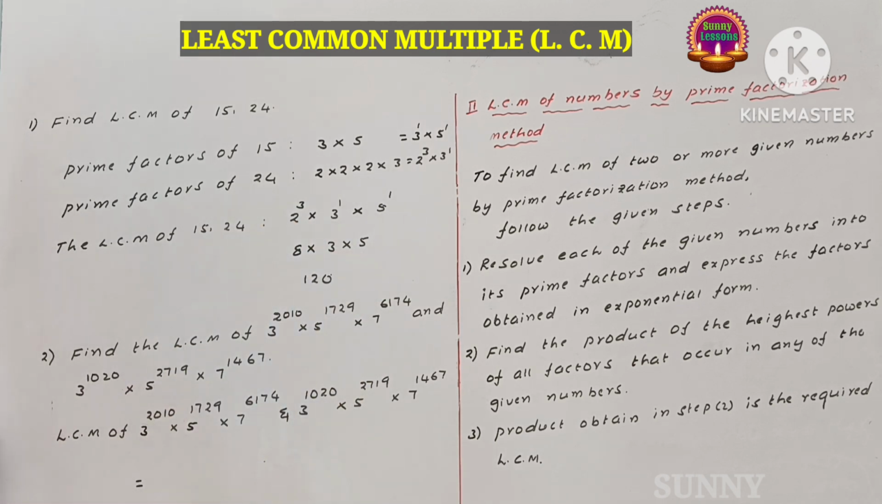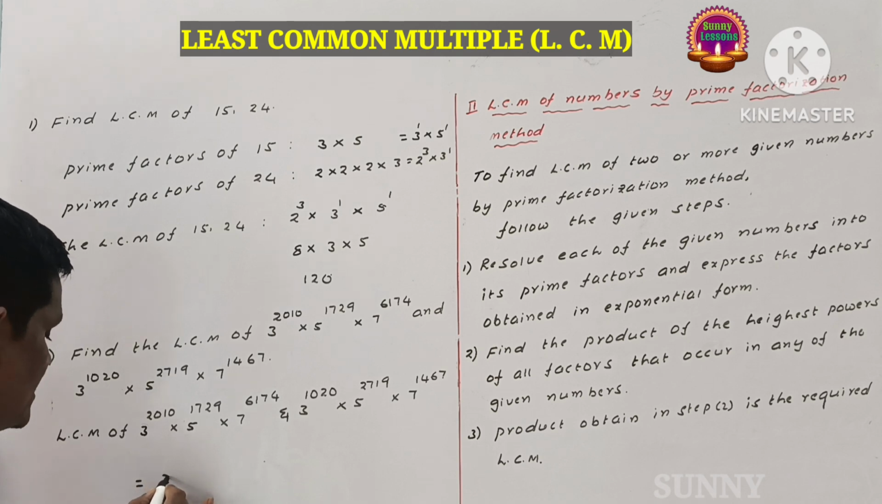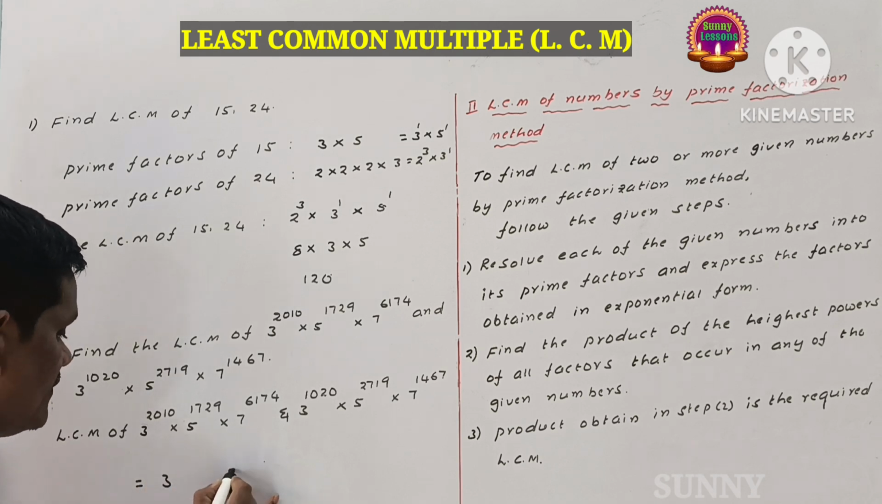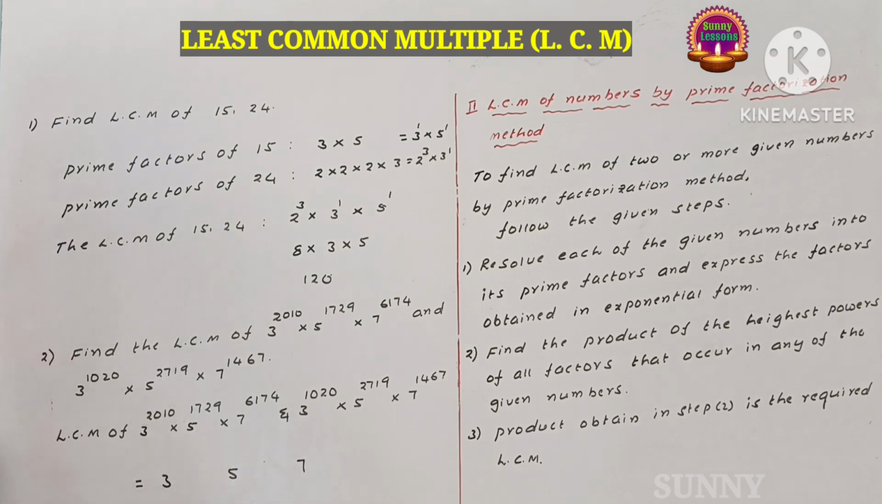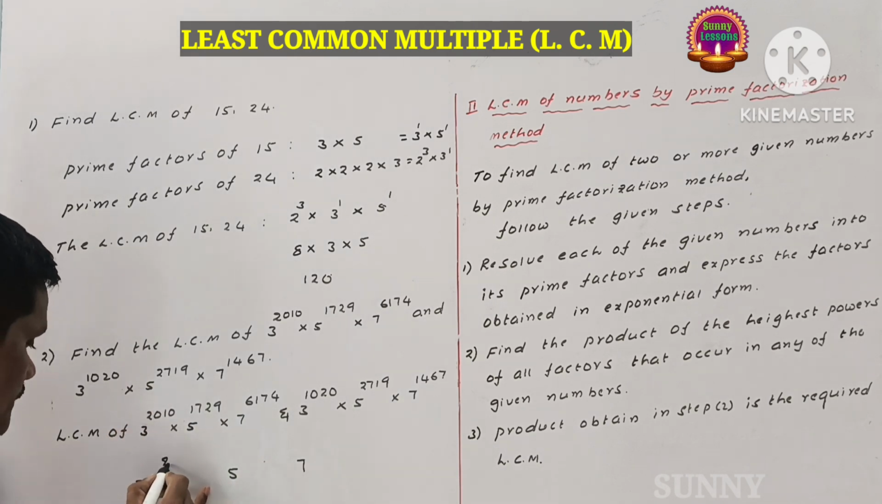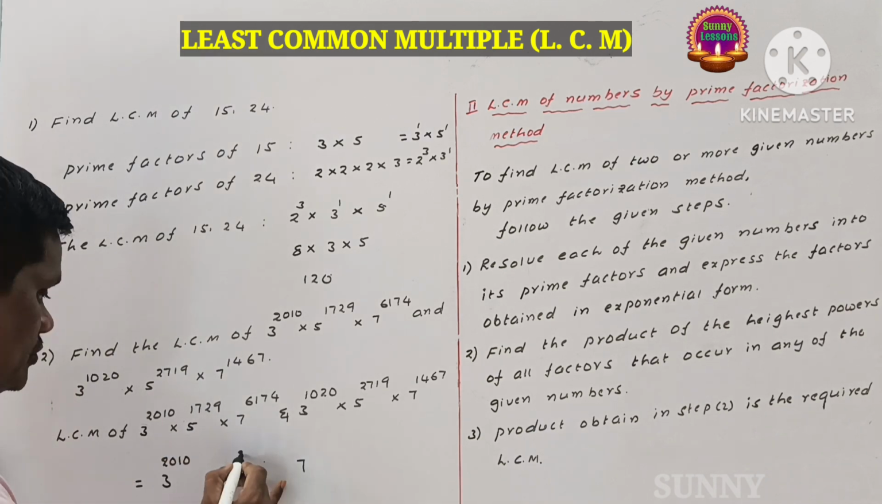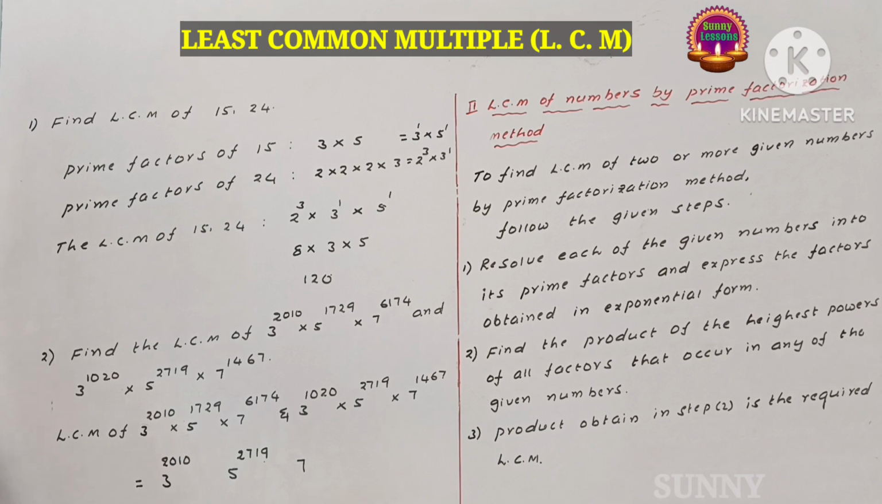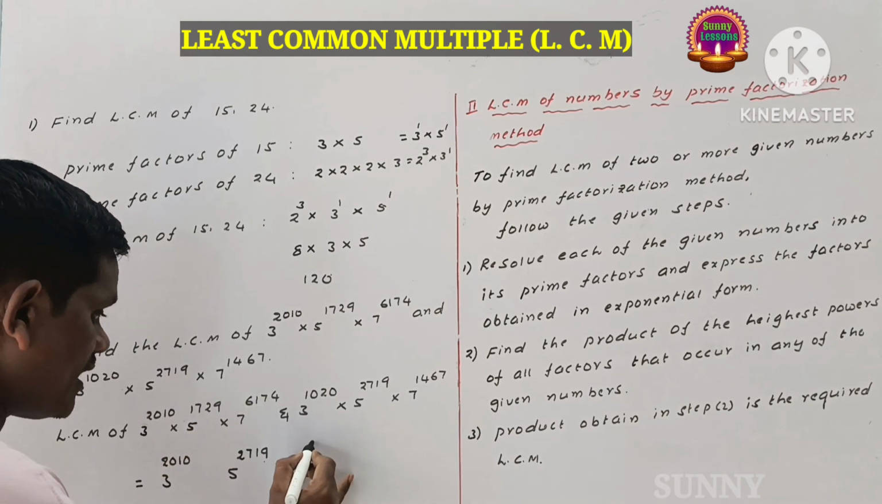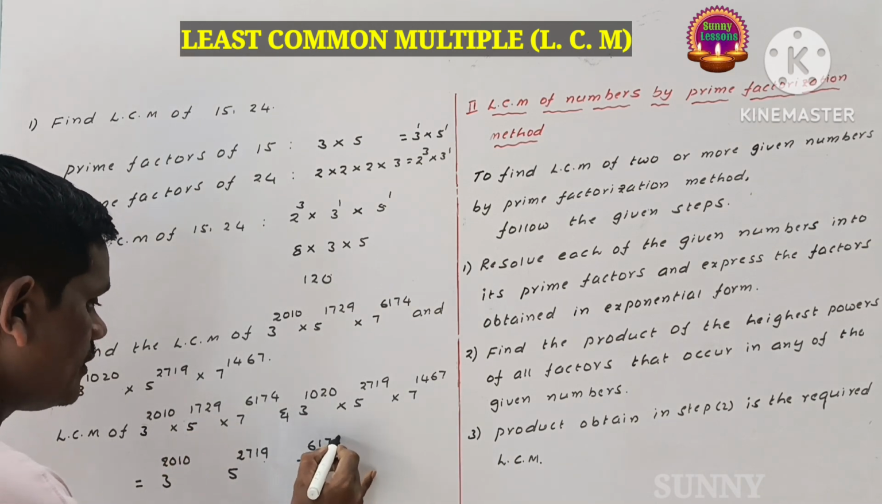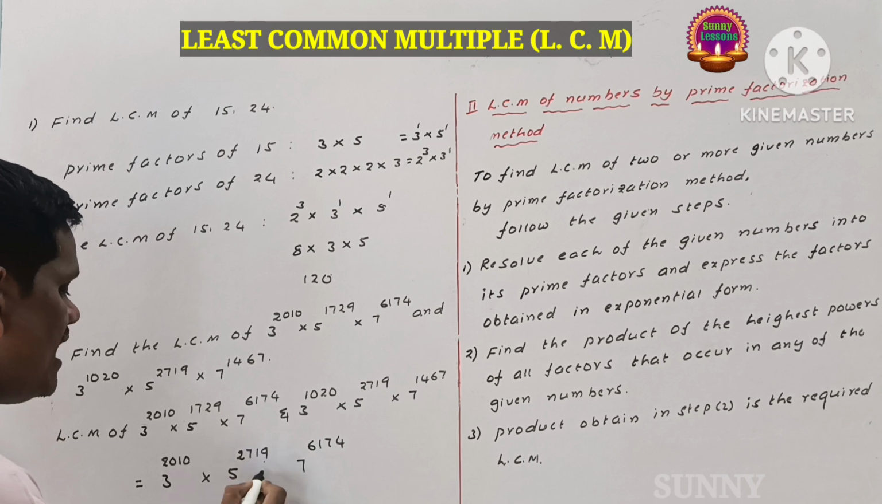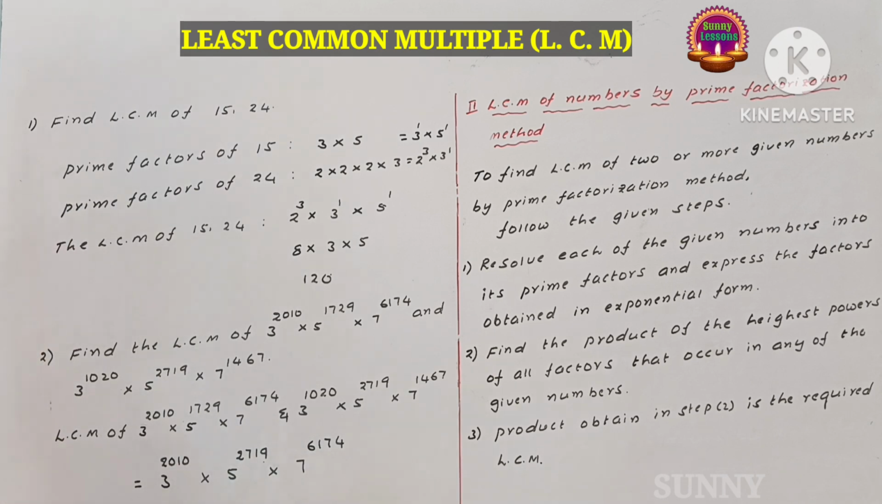So, the LCM of the given numbers: write the prime factors 3, 5 and 7. What is the highest power of 3? 2010. What is the highest power of 5? 2719. What is the highest power of 7? 6174. Product them. This is the LCM of the given numbers.